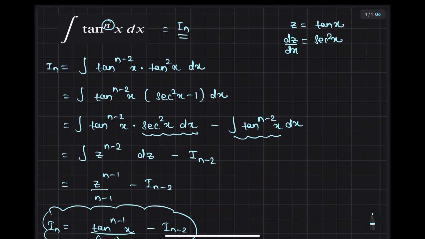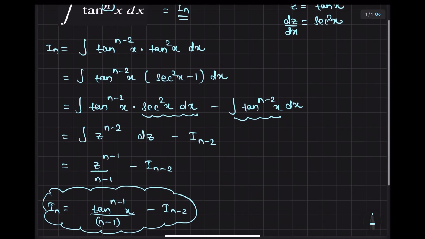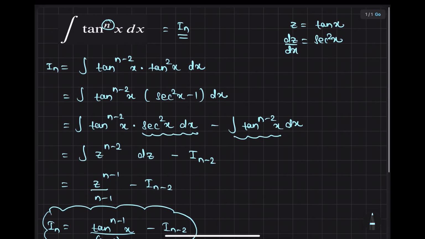I hope the idea is clear and you guys can handle. Now if I give you tan power 5x, you can handle accordingly. So if you are handling sin and cos, take one thing outside. If you are handling tan, take two things outside. Okay.